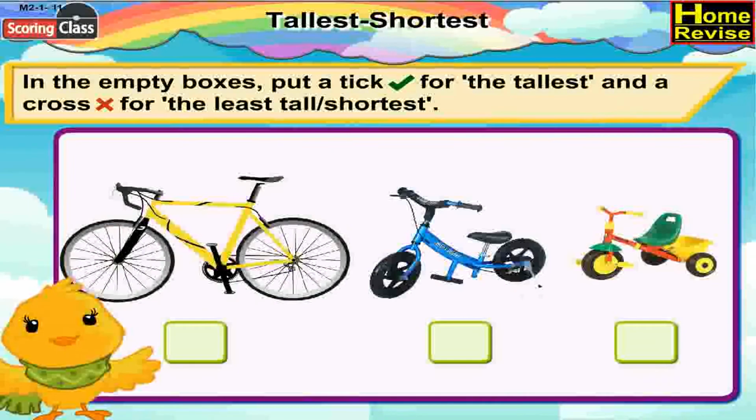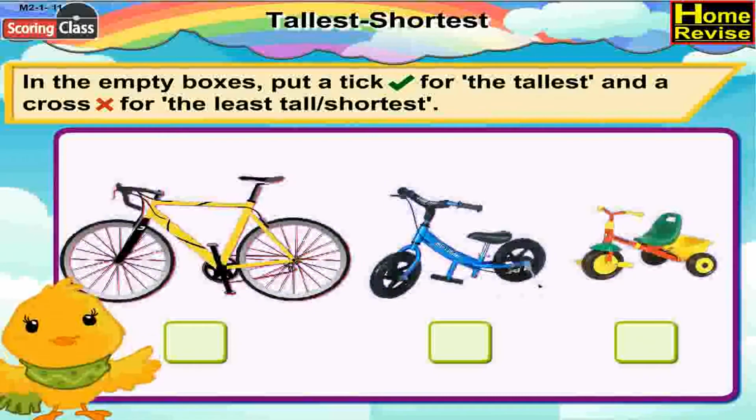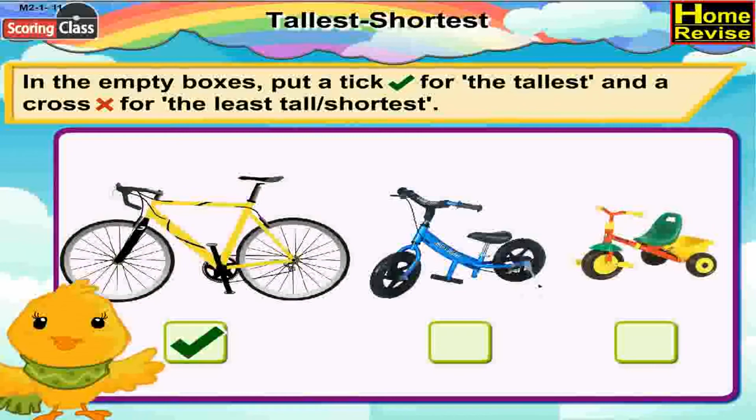Now here there are three kinds of cycles. Now tell me which one is the tallest? Well, the first cycle is the tallest. So put a tick for that. And the tricycle is the shortest, so put a cross for that.